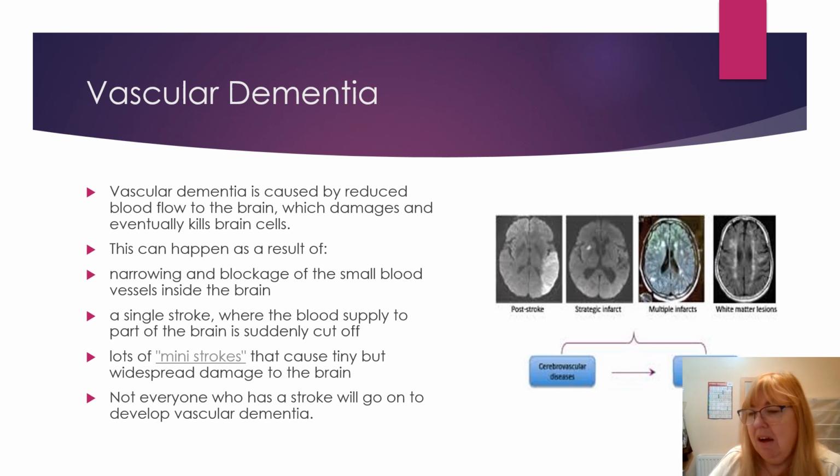Or remember our TIAs, lots of mini strokes that might only cause some tiny brain damage, but if you have quite a few mini strokes, you'll be causing little bits of damage here and there, which eventually can cause wider damage to the brain. Now, not everybody who has a stroke will go on to develop vascular dementia, but some do. I think it really depends on how well people recover, how major the stroke was, how big the blockages were, and how long it was there for, and various things like that. But that's how it comes around anyway.